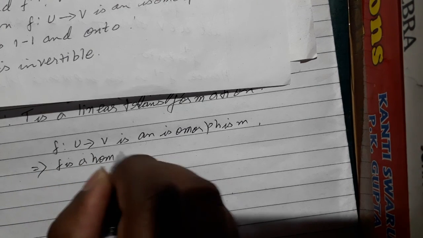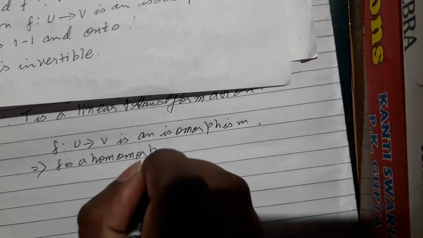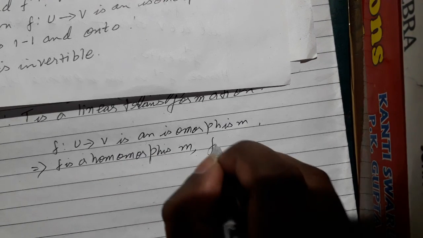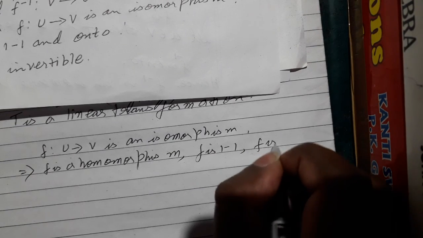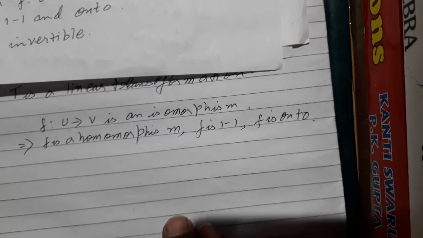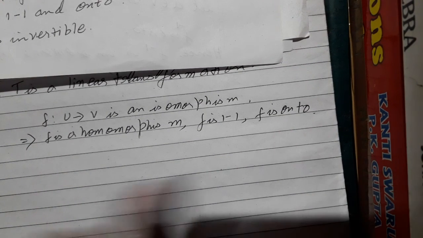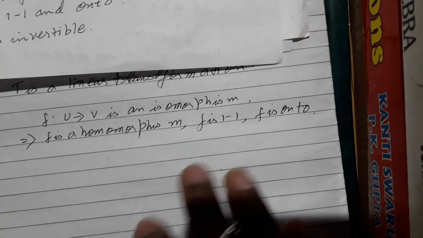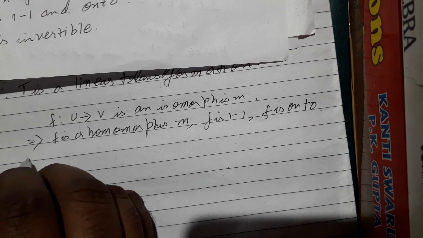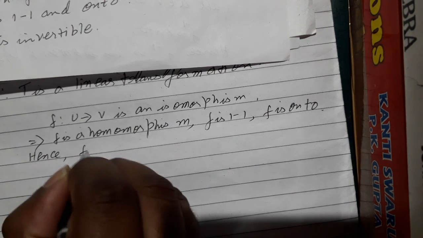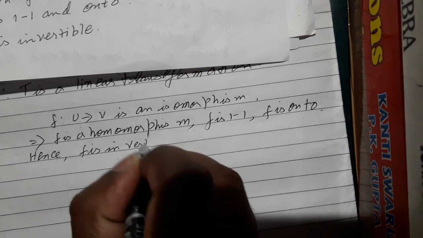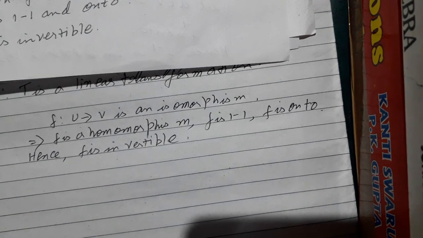Since this is an isomorphism, this implies f is a homomorphism, f is 1-1 and f is onto. So these three conditions are satisfied by this mapping. Any map which is 1-1 and onto will always be invertible. Since f is 1-1 and onto, f is invertible. Hence f is invertible.